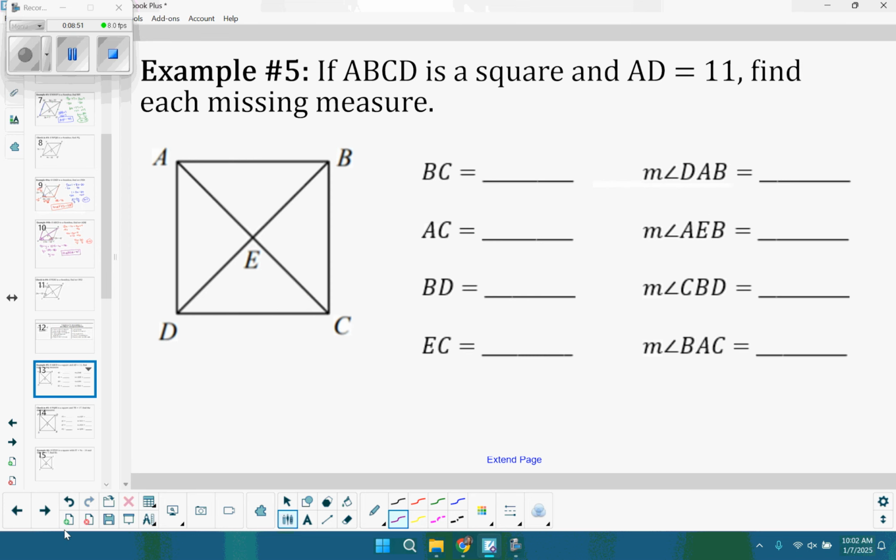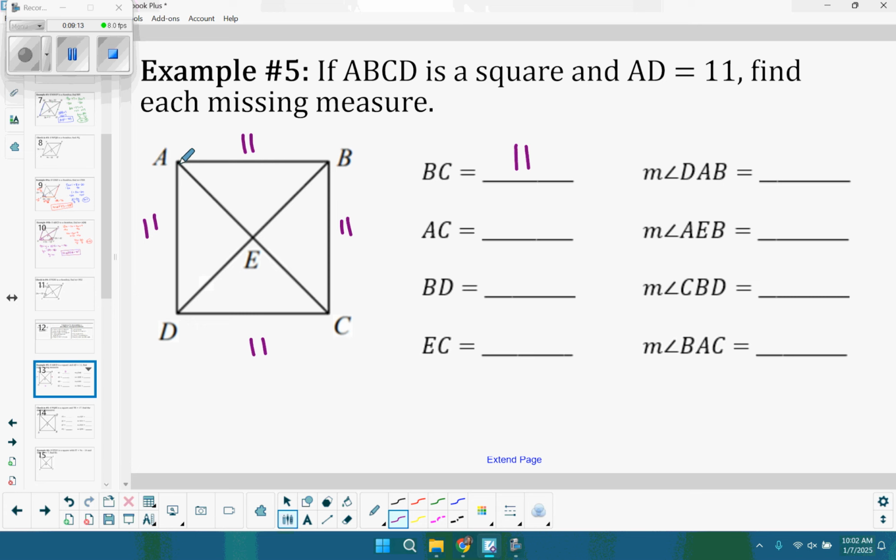For example 5, we have ABCD is a square, and AD, this side, is 11. That means every side is 11. So BC is 11. EC, AC, and BD are all parts of the diagonal. So nothing else is 11, that's all we've got.